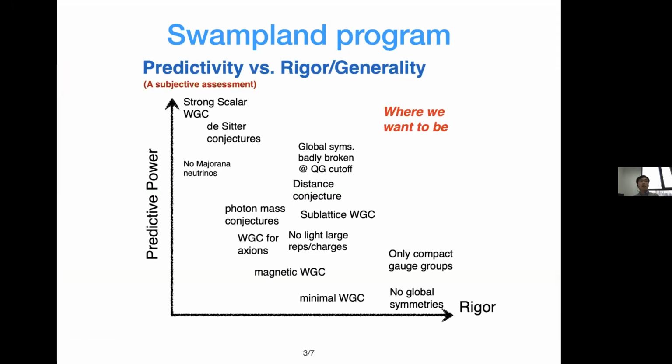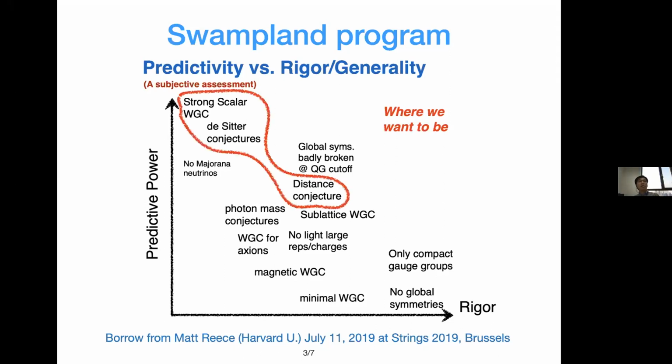So this is a picture I borrowed from Matt Reece's talk in Spring 2019 to give you a bird's-eye view of the current progress of the Swampland program, which is classified according to their predictivity and rigor. Much attention has been focused on these three conjectures, as well as the recently proposed trans-Planckian censorship conjecture, which should be somewhere over here. Since most of the Swampland conjectures are far from a rigorous proof, I want to look at the Swampland program from a different angle, that maybe we can find a most conservative constraint on the inflation.